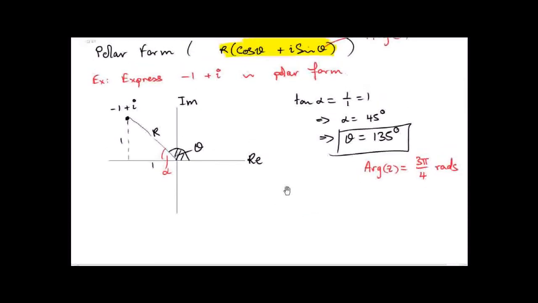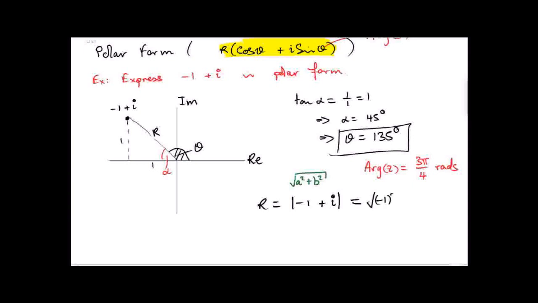Right. Now, I need r into cos theta plus I sine theta. I now know what theta is. I need to now calculate r. Doesn't r mean the modulus of the complex number? Isn't r the modulus of minus 1 plus I? Now, how do you find the modulus of a complex number? What's the formula for modulus? Isn't it the square root of a squared plus b squared? So what's the modulus of my complex number?